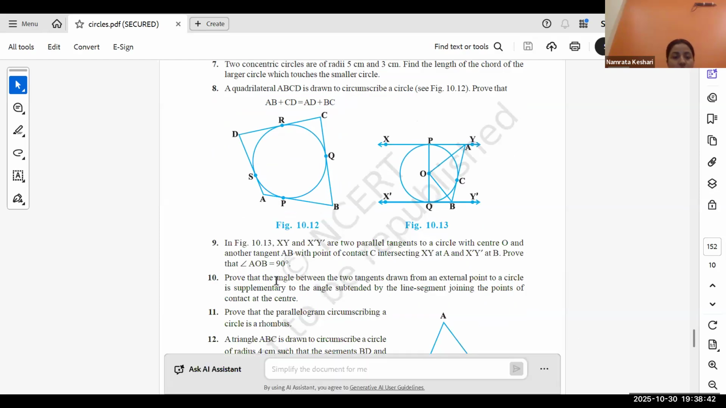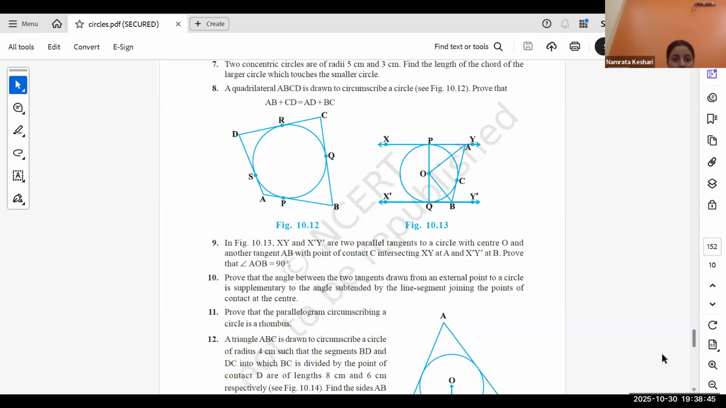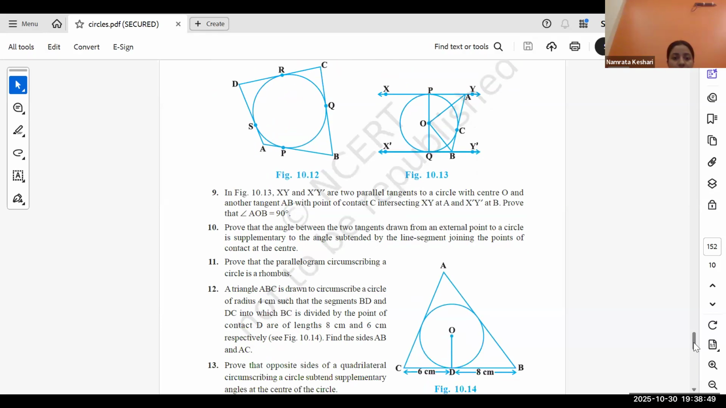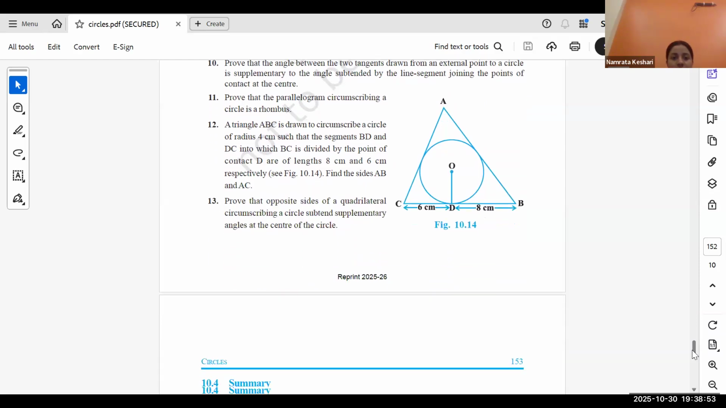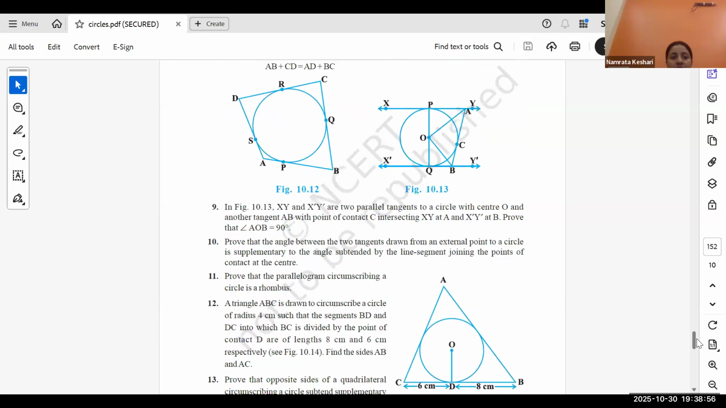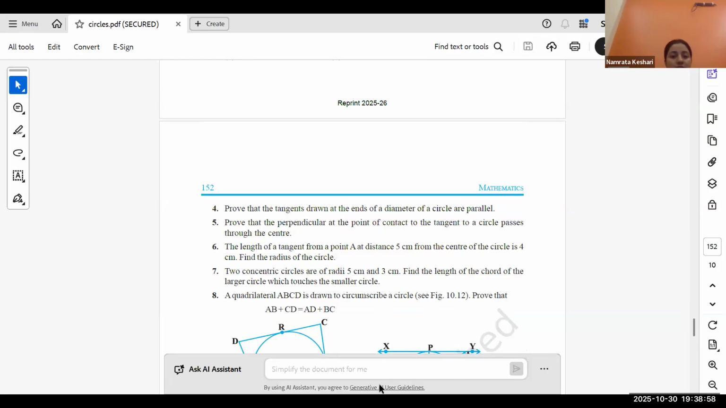Question number 9 also I have explained. Question number 10, I need to check. 11 I have taken. 12 also I have taken. And yeah, 13 I have not taken. So 3 or 4 questions are left over here.